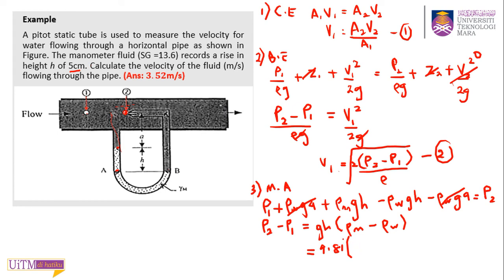So G 9.81 times 0.05, okay, times rho of mercury 13,600 minus 1000. Okay, berapa nilai P2 minus P1? Can someone calculate the value? 6180.7. Berapa? Again, 6180.7.